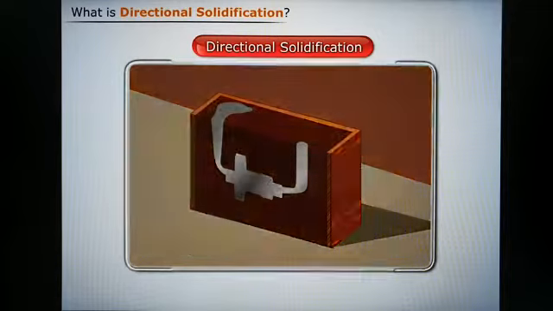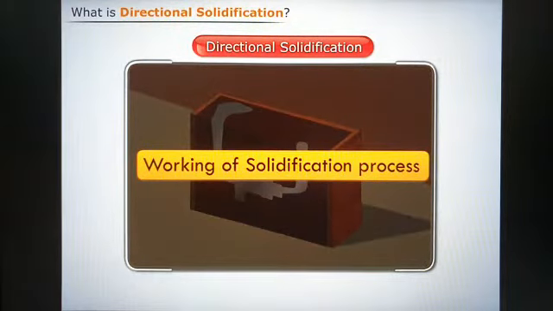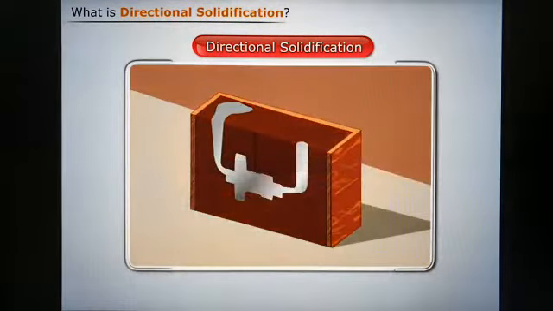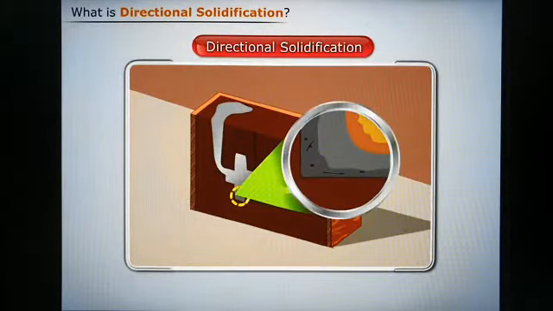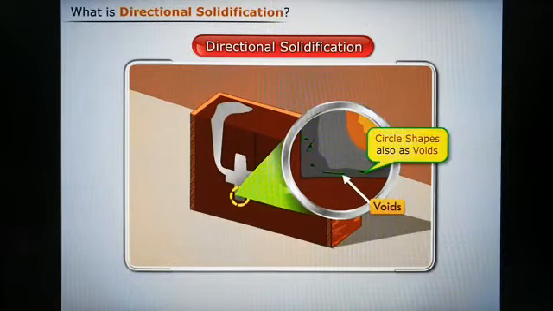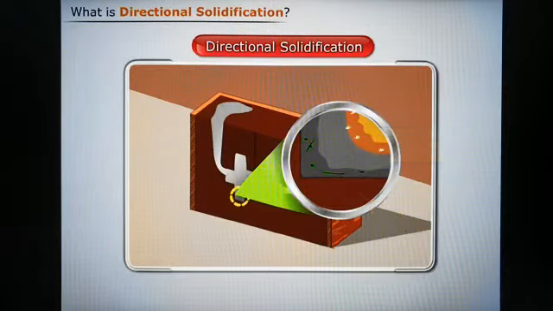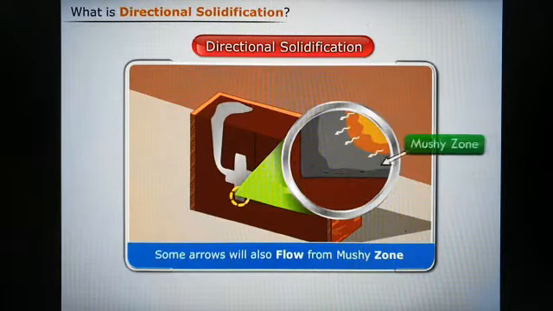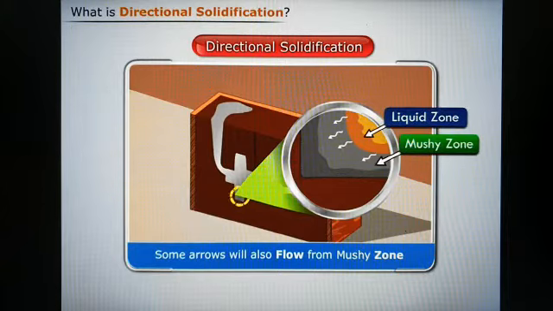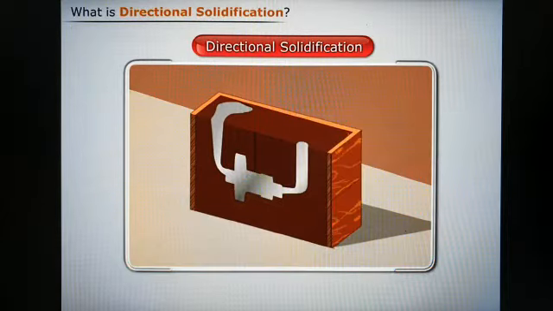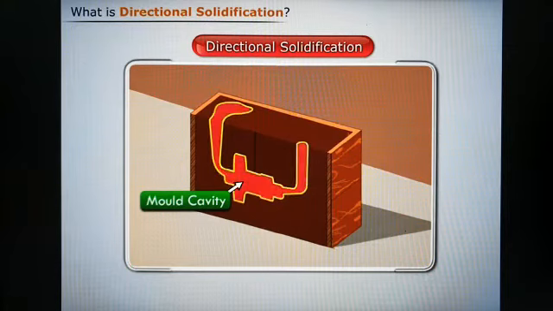Let's now place our focus on the solidification process. When the molten metal solidifies in the mold cavity, we see that it creates voids inside it. These voids are filled by the liquid metal that flows from the mushy zone and liquid zone. Now, after the mold cavity solidifies, the molten metal solidifies at the riser.